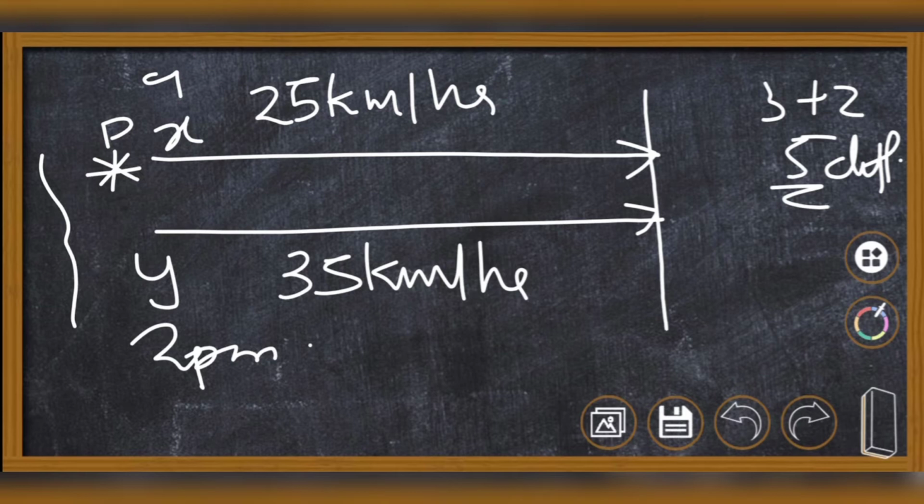Okay. So the difference between the time is 5 hours. And it is having a speed of 35 km. If we take the distance as d, consider the distance as d. Now in this question, what are given? The starting time and the speeds are given, and they are traveling in the same direction.